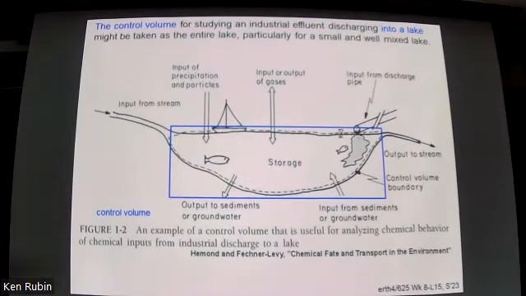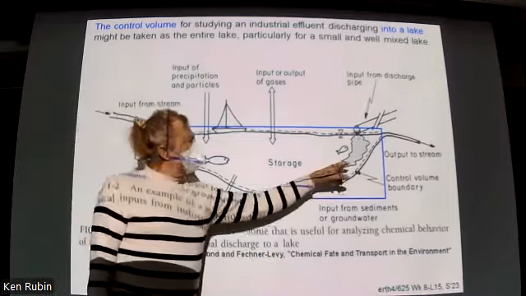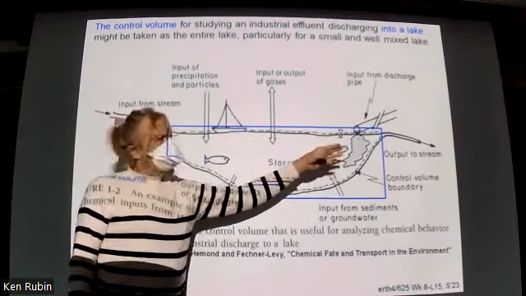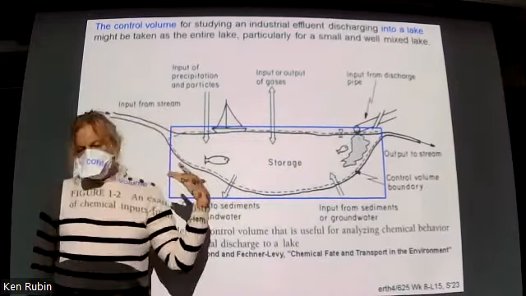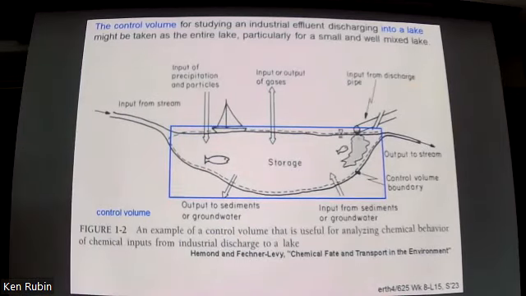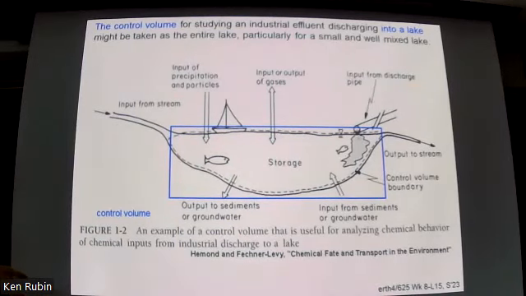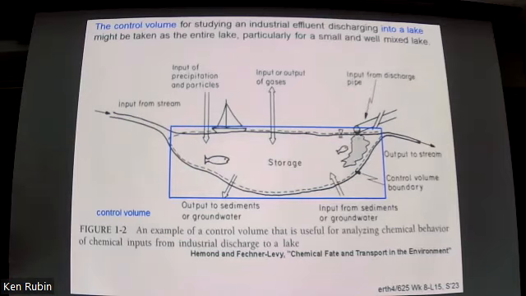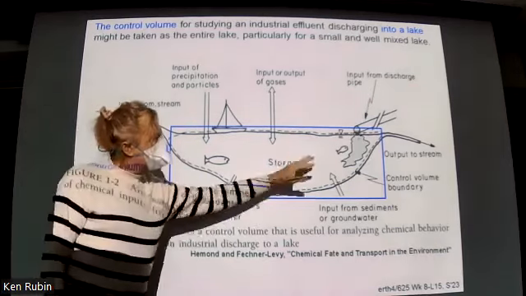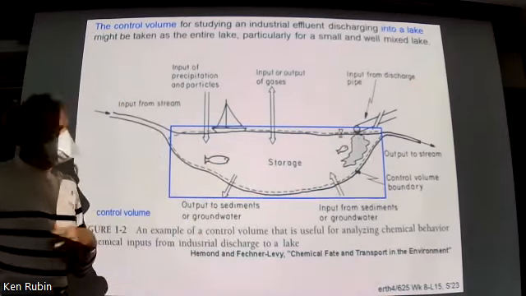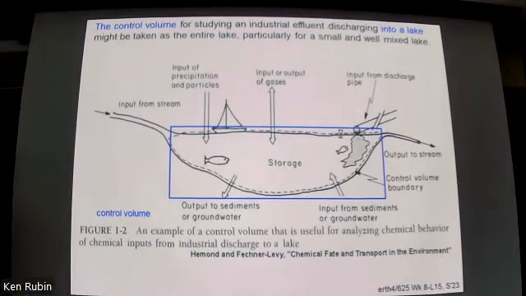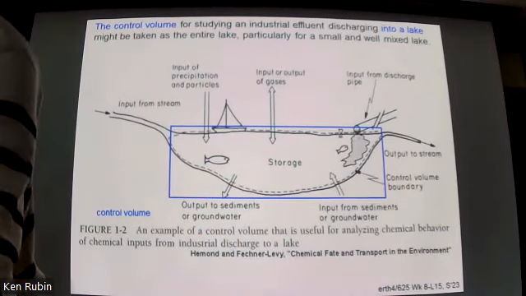And presumably the reason we're defining this control volume is because we want to understand, well, what's the fate of this stuff in this lake? How long, for instance, does it take before it disperses throughout the entire lake? Is it building up? Is it going to be at hazardous concentrations? Is it going to take a long time to disperse? And is it going to be bad in one area of the lake and not in another area of the lake? And this is something that we do by starting out with this control volume.